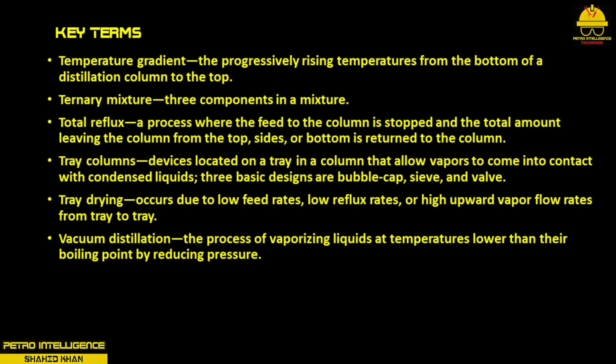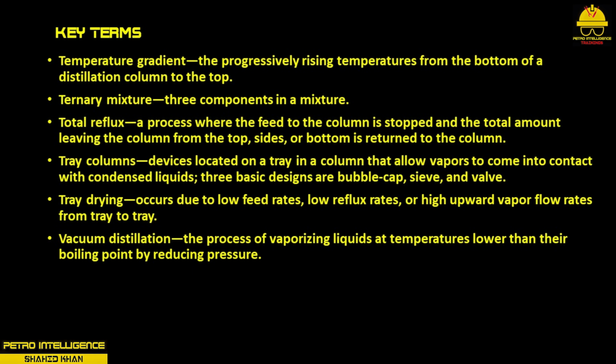Ternary mixture has 3 components. Total reflux is a process where the feed to the column is stopped and the total amount leaving the column from the top, sides, or bottom is returned to the column. Tray columns use devices located on a tray in a column that allow vapors to come into contact with condensed liquids. 3 basic designs are bubble cap, sieve, and valve.